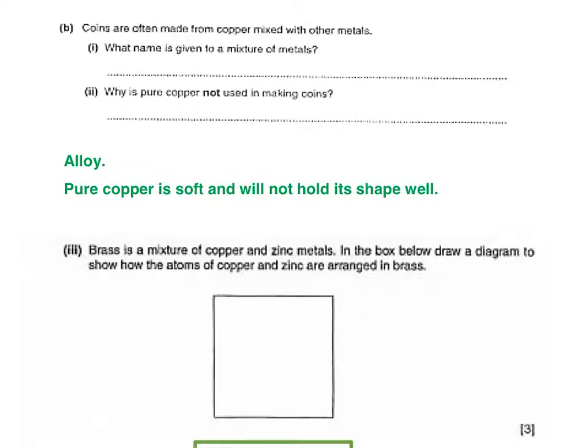5 part B. This is a question whether you know the difference between an alloy and a normal metal. A mixture of metals and other elements, by the definition, is an alloy. Why is pure copper not used? Because it's too soft and doesn't hold its shape.